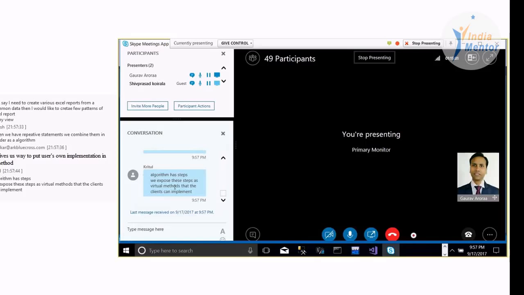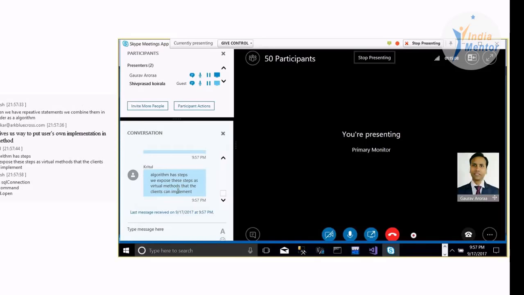Like, don't get confused with sorting, those are different ones. So it has steps, we expose the steps. Absolutely. So Kritul has said it right, and that clients can implement it. Not clients, but okay. Like SQL connection, CMD command, open. Yeah, absolutely right, Sally. So I can see a lot of people have used adapter pattern.